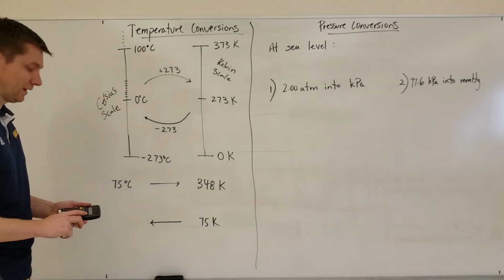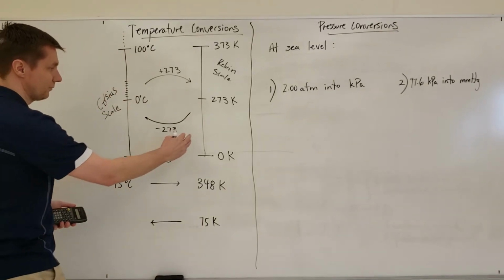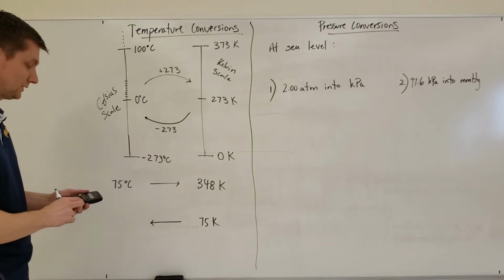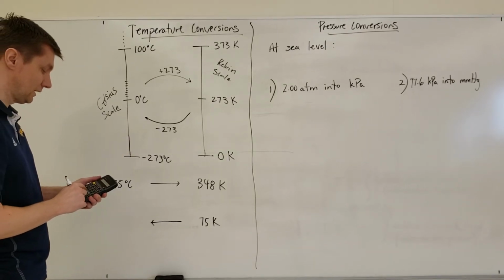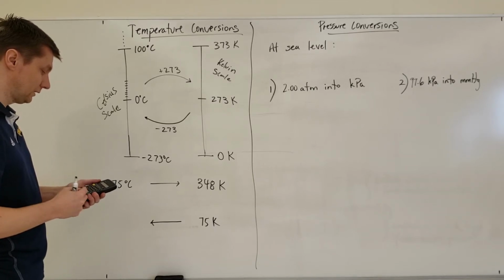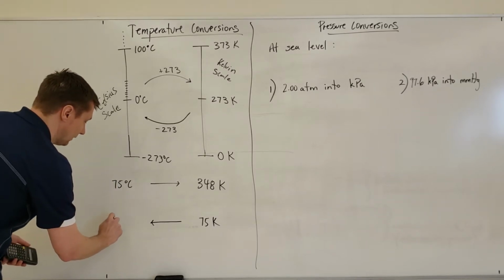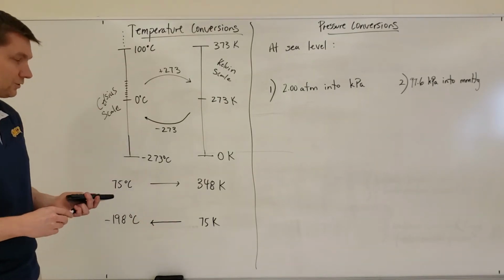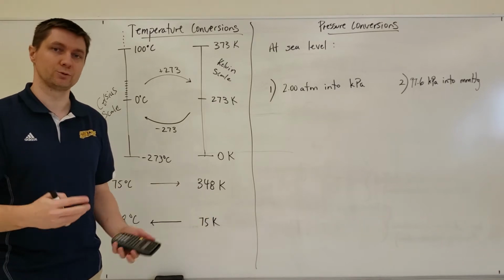And if you have 75 Kelvin, obviously that number is going to be way down here. It's going to be some negative number in the Celsius scale. 75 minus 273 is going to give me a negative 198 degrees Celsius. And so that's how you convert between the two temperature scales.